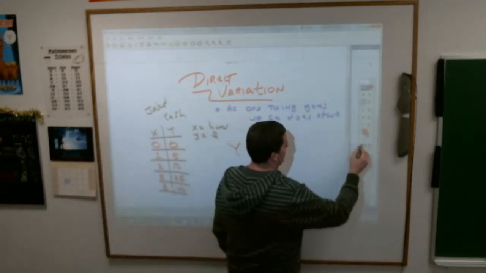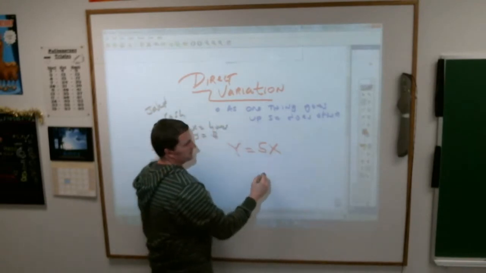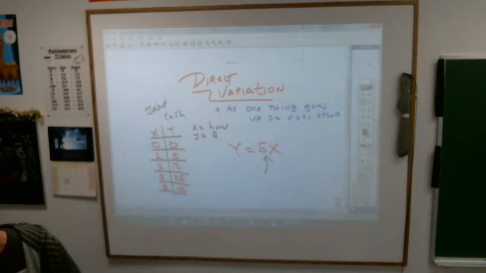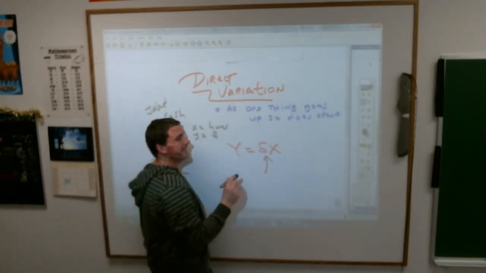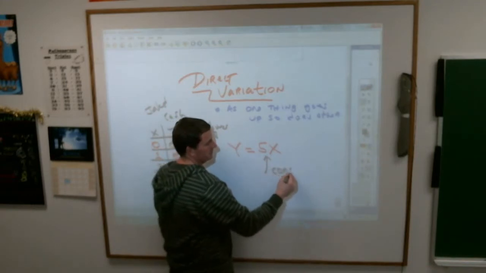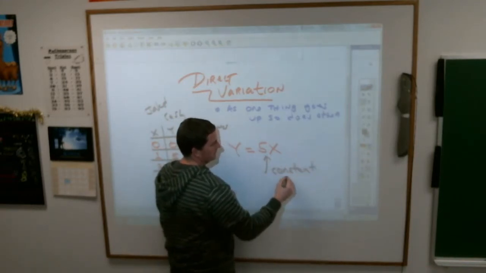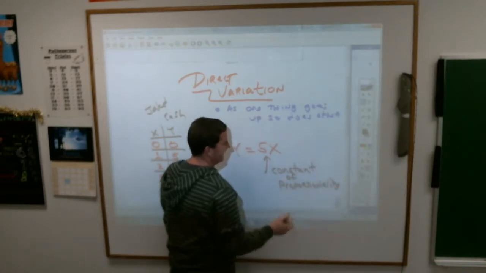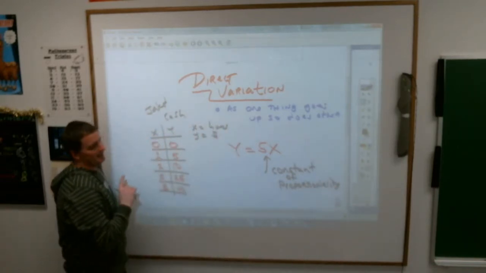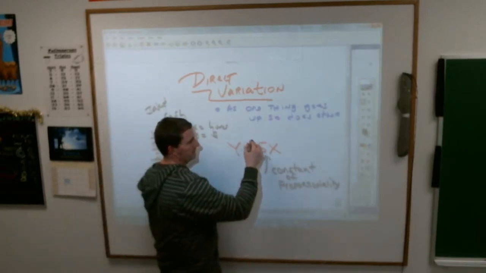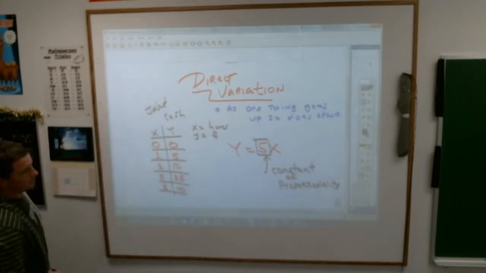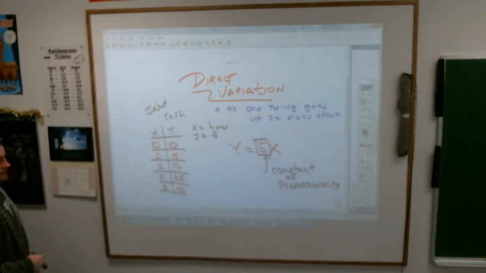Okay. So this number 5 that we multiply by has a wonderful name. It's called the Constant of Proportionality. And anything that's in direct variation has to have one of those. It has to have a constant of proportionality. Christine, will you close that door? And in this case, it was a 5.